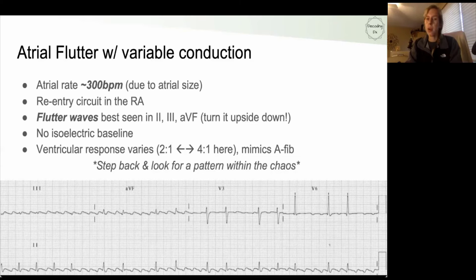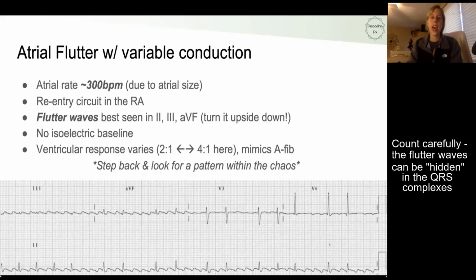So it can be anywhere from 2 to 1, 3 to 1, 4 to 1, even 5, 6, 7 to 1 in some situations. The higher number or the first number is the number of atrial waves or atrial flutters. And then the 1 is the number of QRS complexes. So that's saying that for every 2 flutter waves, you're having 1 QRS, or for every 4 flutter waves, you're having 1 QRS. And in the case of variable conduction, that pattern is not consistent.